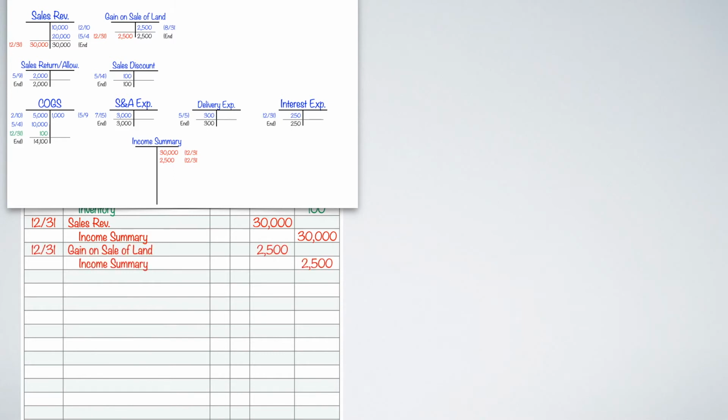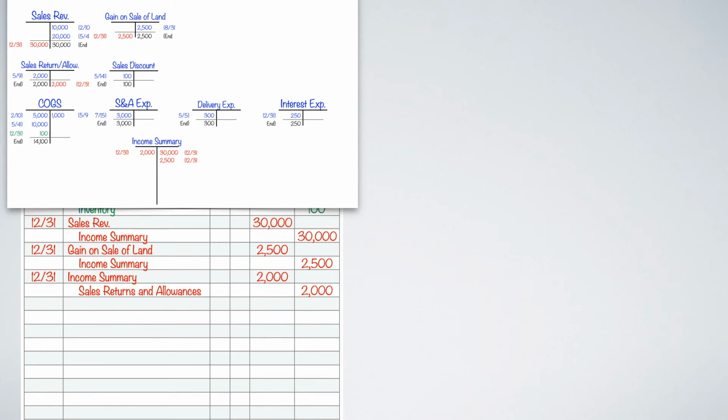All right, let's look at sales returns and allowances. I have a debit balance of $2,000. So in order to get rid of it, I need to credit that $2,000. And if I credit sales returns and allowances for $2,000, then I need to debit income summary for that $2,000. So again, my journal entry is going to be debit income summary and credit sales returns and allowances for $2,000.